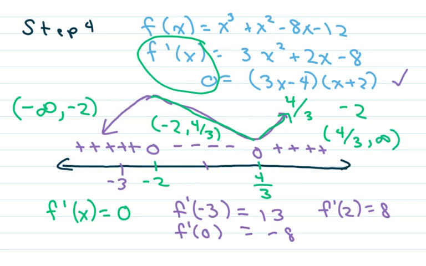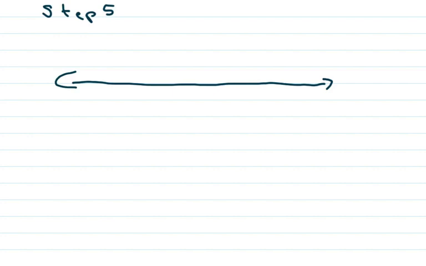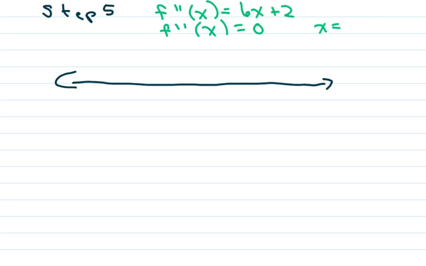Okay? Now for step 5, we're going to determine if it's concave up or down. So we take the second derivative. The second derivative is going to just be 6x plus 2. And set it equal to 0. And so x equals negative 1/3. So I put that there. And then I plug in values here and here.